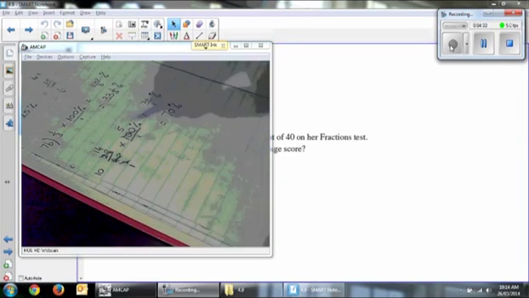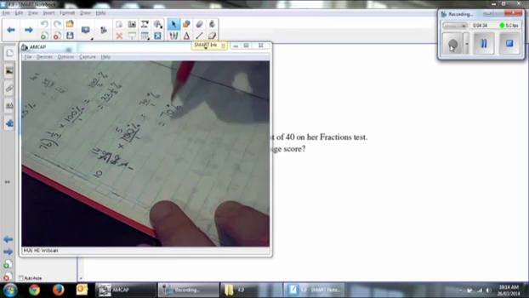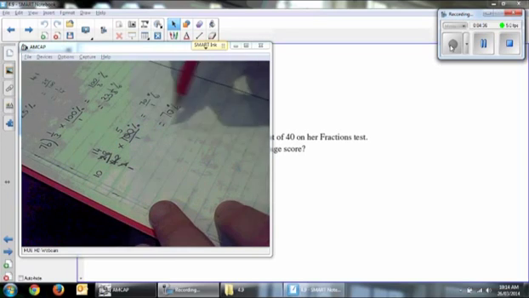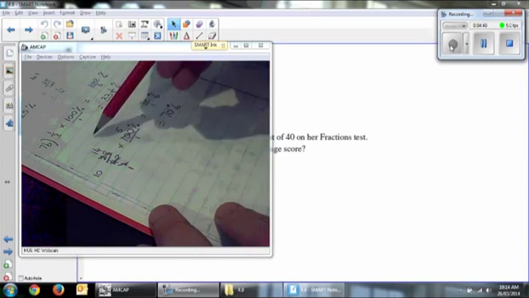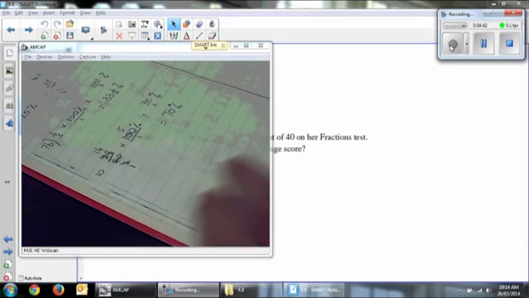So that's a little example where cross-cancelling just made the end result of our problem so much easier. So if you can, cross-cancel wherever it's possible.